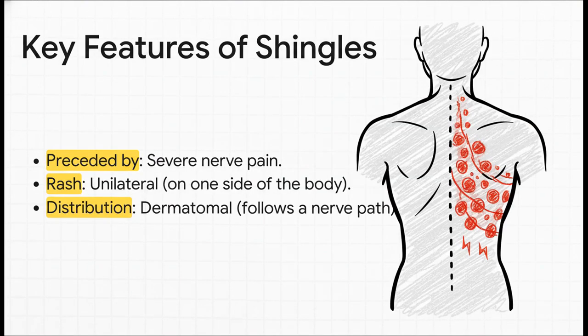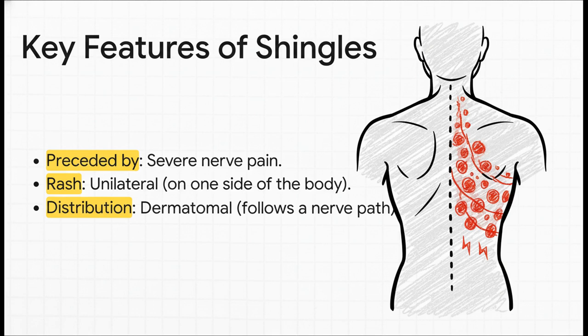Clinically, the shingles rash is the polar opposite of chickenpox. It is strictly unilateral, which means it stops dead at the midline of the body. It doesn't cross over. It also follows a dermatomal pattern, perfectly mapping out the territory of a single nerve. And get this, the rash often isn't even the first sign.